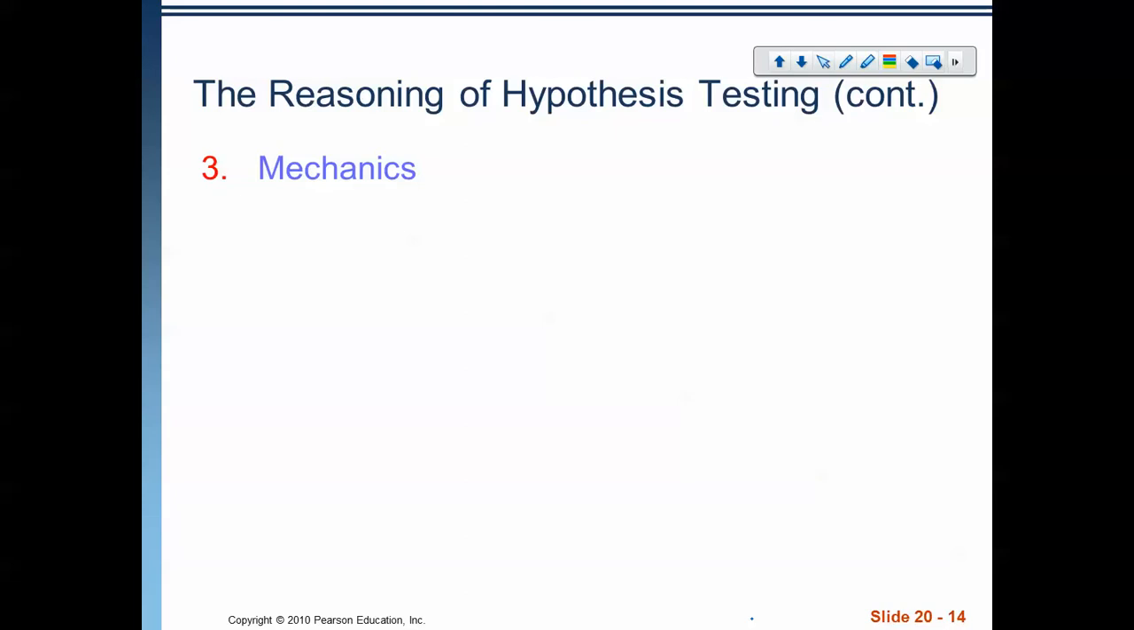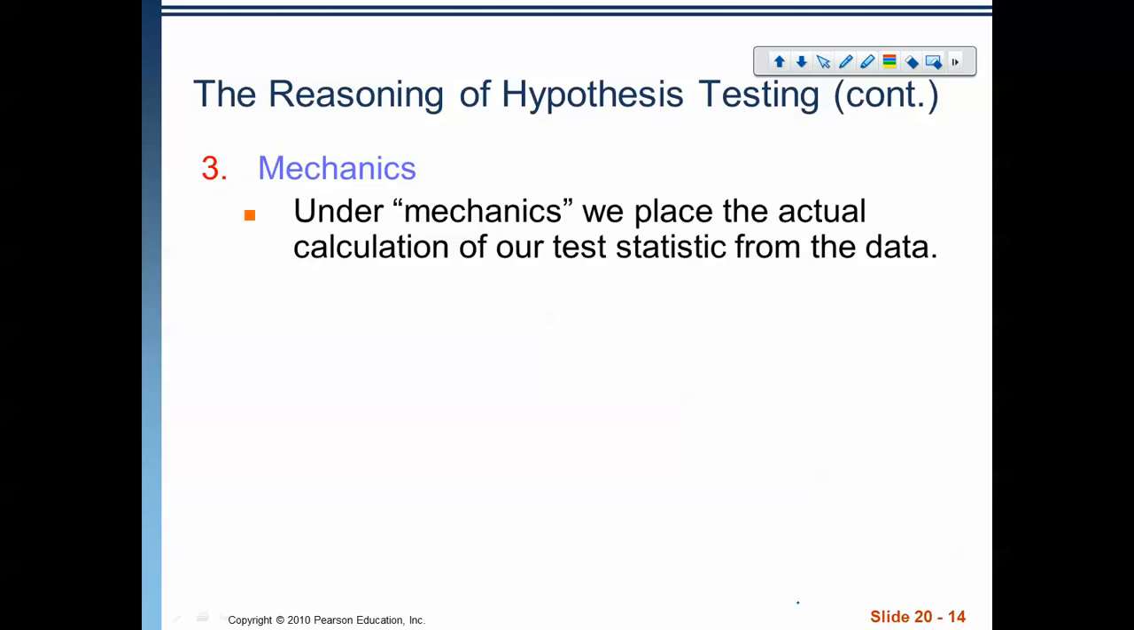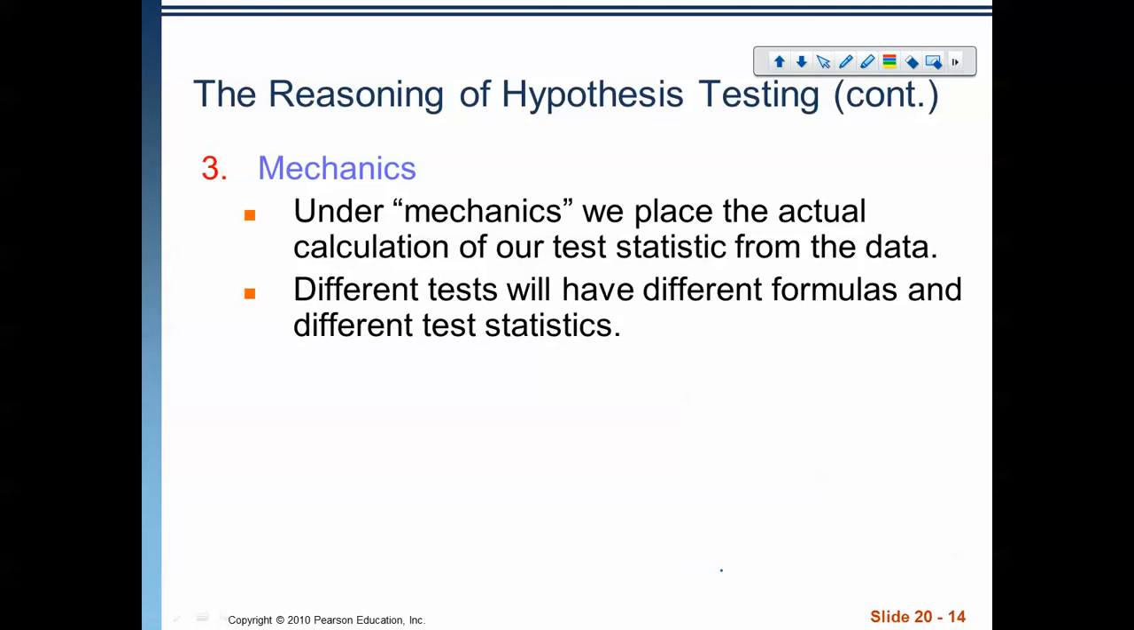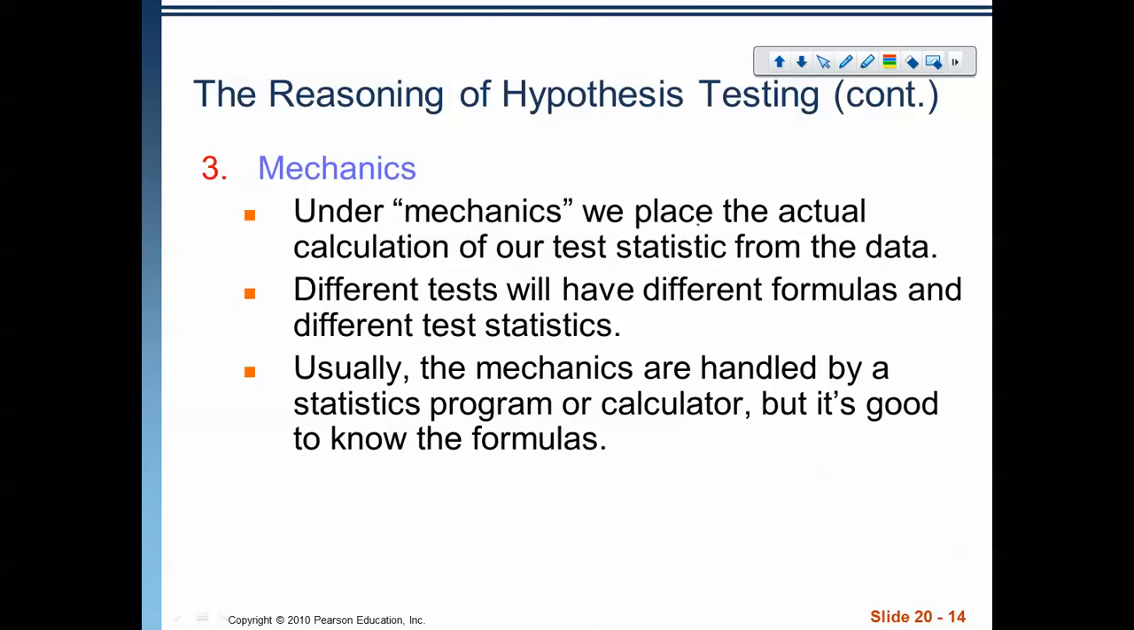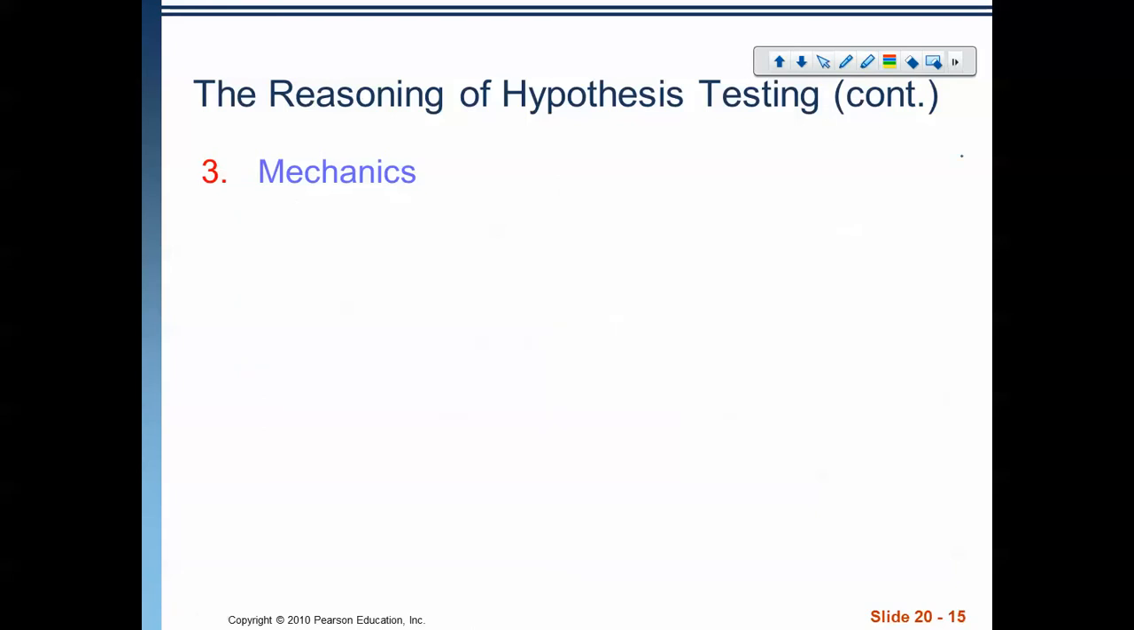Part 3, mechanics. The mechanics is where we actually do the calculation. It's where we find the p-value. Different tests have different formulas and different test statistics. So we're going to have many of these that we're going to have to learn throughout the next couple months. Usually the mechanics are handled by a statistics program or a calculator, and I will show you guys how to do that, just not in this video. But it is good to know the formulas.